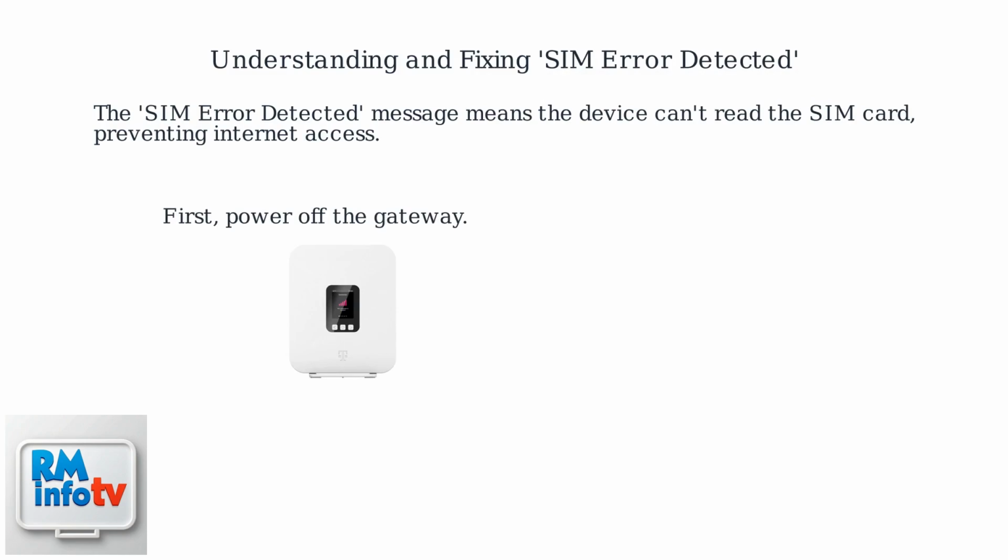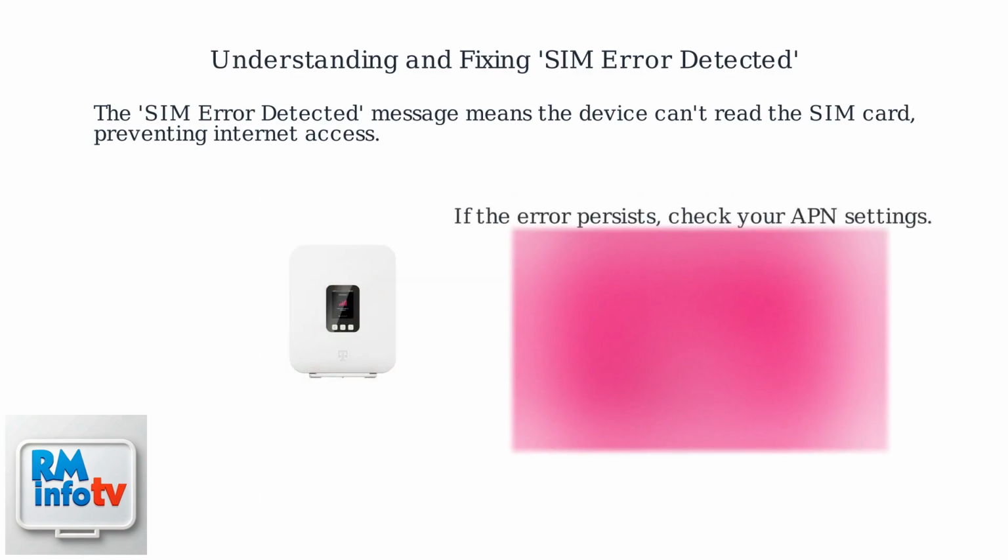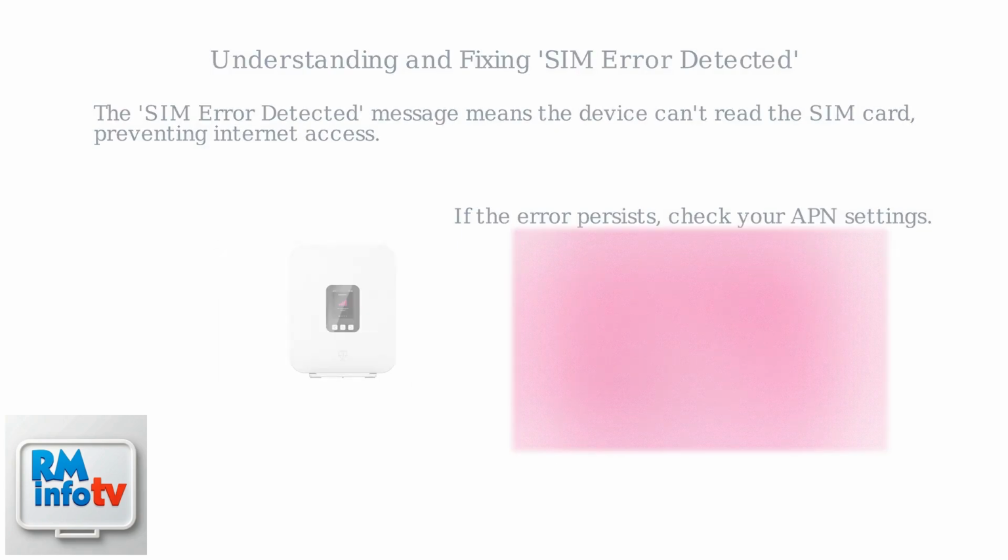First, power off the gateway. Then, carefully remove the SIM card. Clean the gold contacts with a soft, dry cloth and firmly reinsert it. This simple reseating fixes most issues. If the error persists, proceed to the next step to check your APN settings.